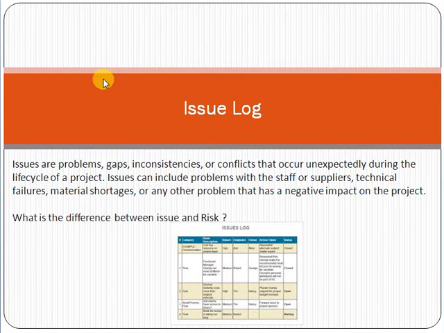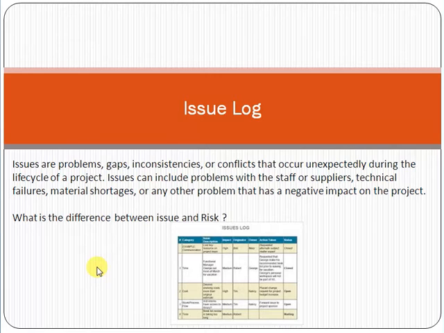So friends, whenever we talk about an issue, it is basically a derivative of risk. Risk is an uncertain condition of a project. If a risk occurs positively, it will become an opportunity for you. If the risk occurs negatively, it will become an issue for you. Now, friends, issues are problems, gaps, inconsistencies, conflicts, or unexpected expectations during the life cycle of a project. That is called an issue. Now we can understand the definition of an issue.